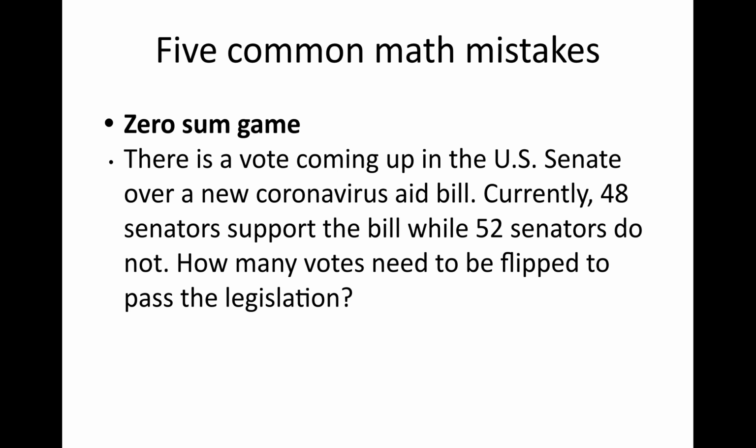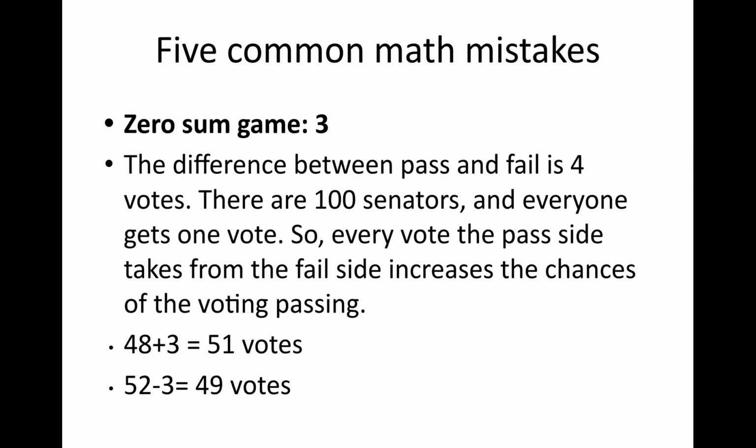So you might be thinking, oh, this is some simple subtraction. 52 minus 48 is 3. But when you have a zero sum game like this, remember that whatever you take from one side, a plus from one side is a negative for the other. So in this case, the answer would be 3. The difference between pass and fail is 4 votes. There are 100 senators, and everyone gets 1 vote.